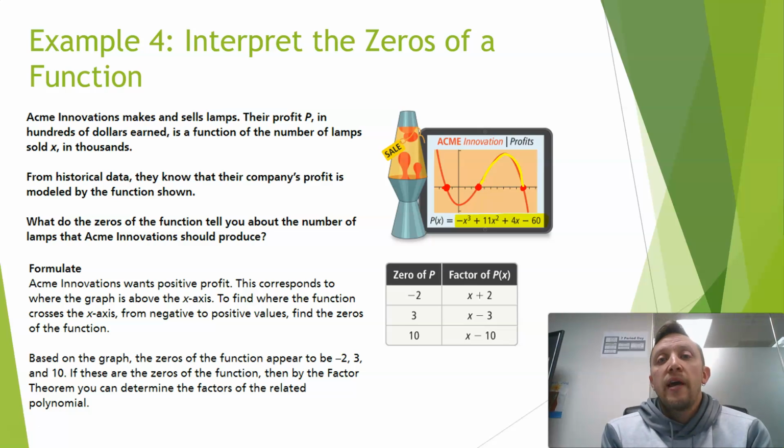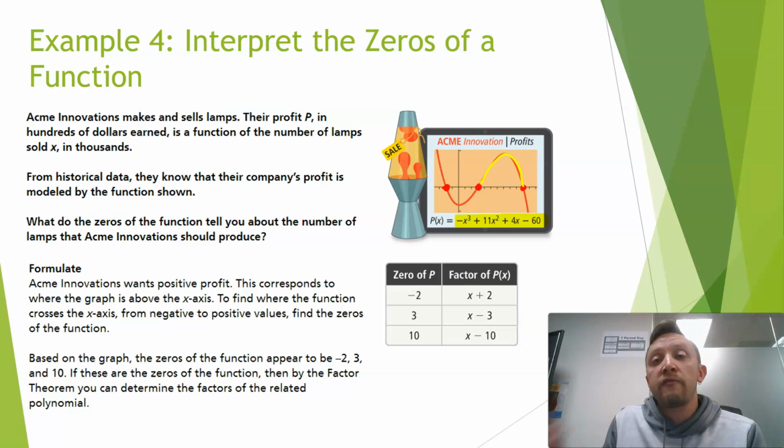Now remember, x being 3 means that that's 3,000 lamps. So the company should sell between 3,000 and 10,000 lamps to make a profit. That's it. That's what the graph tells us. So in other words, here's what we're getting at.